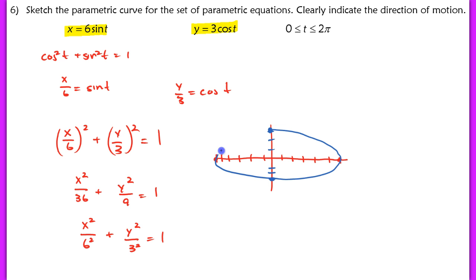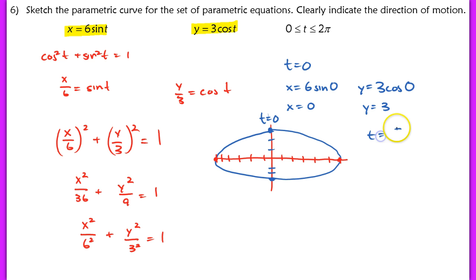Now again, I want to make sure I have the direction of motion also graphed here. So I'm going to plot a couple points. So I'm going to let t equal 0 first. When t is equal to 0, I have x equaling 6 times the sine of 0 and y equaling 3 times the cosine of 0. So I've got x equaling 6 times 0, so 0, and y equaling 3 times 1, so 3. So my first point that I'm plotting then when time is equal to 0 is the point 0, 3. So the point 0, 3 is here, so this is t equals 0.